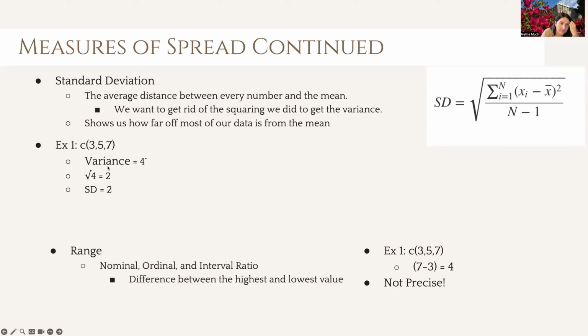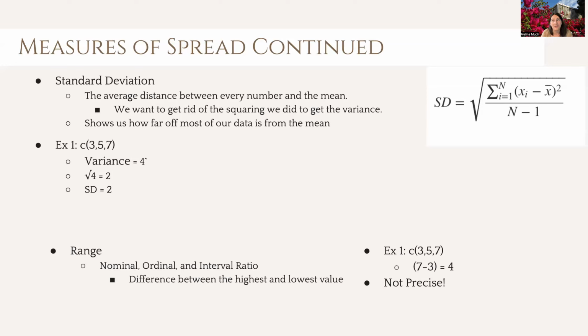So in the last case, we had a variance of 4. If we square root that 4, our standard deviation is 2. The difference between 3 and 5 is 2. The difference between 5 and 7 is 2. So we're now back in a dimension where it actually is representative of the spread of the set. And we don't have a negative, which is great. So this is why most of the times when we're talking about measures of spread, we're talking about the standard deviation and not the variance.